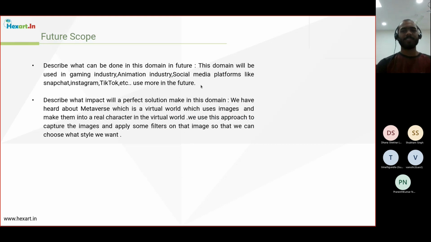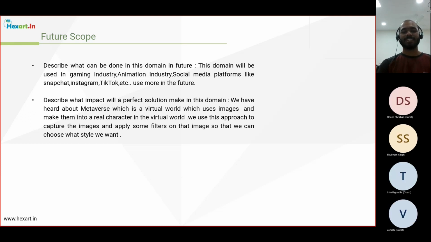Future scope. The domain will be used in the gaming industry, animation industry, and social media platforms like Snapchat, Instagram, etc. The impact is that we have all heard about the metaverse, which is a virtual world. It takes some images and turns them into real characters in the virtual world. We use this approach to capture images and apply some filters on that image so that we can choose what style we want.